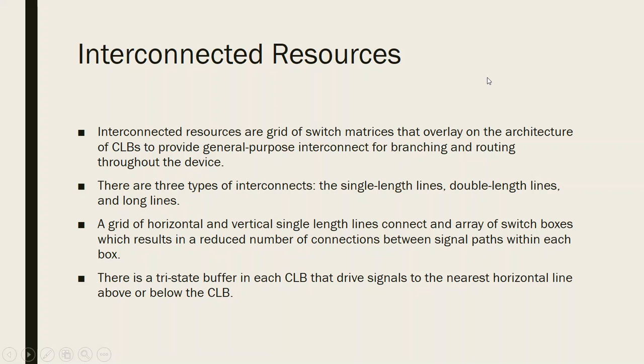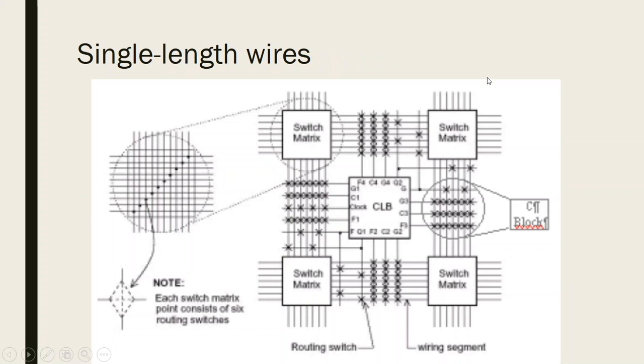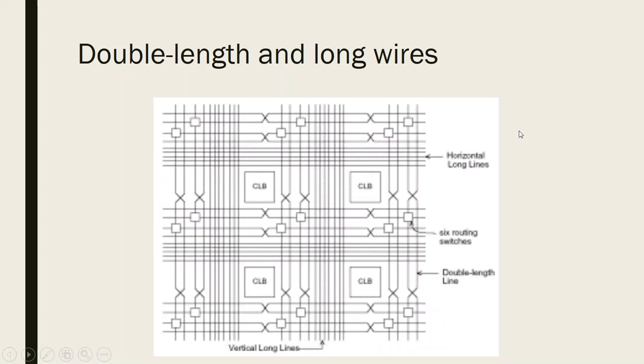There is also a tri-state buffer in each CLB, and that drives signal to the nearest horizontal line above or below the CLB. So this tri-state buffer also contributes to controlling the flow of signal. So this is a general block diagram. You have the switch matrices, and each of these small short lines are the single lines, and the switch matrix actually decides which signal goes to which line. Basically it controls the flow of signal.